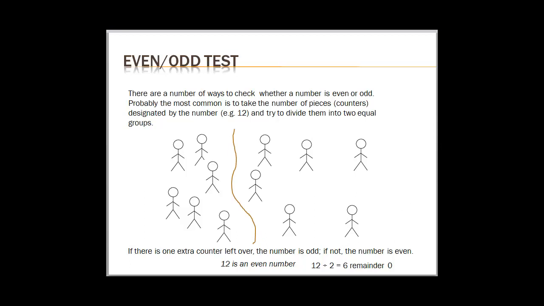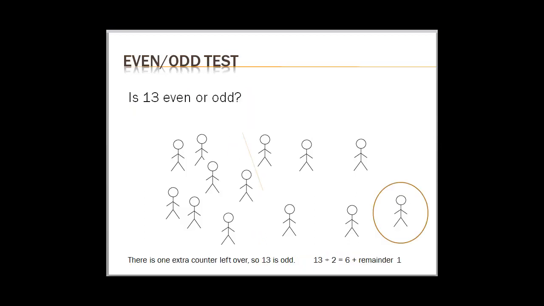All right, let's look at another example. So is 13 even or odd? Well, let's try and divide these into two equal groups. So I've got 1, 2, 3, 4, 5, 6, 7 over here. 1, 2, 3, 4, 5, 6. Oh, I don't have enough to make two equal groups because I'm going to have one left over. So if I did 6 and 6, I still have one left over. So I'm going to have a remainder of 1.